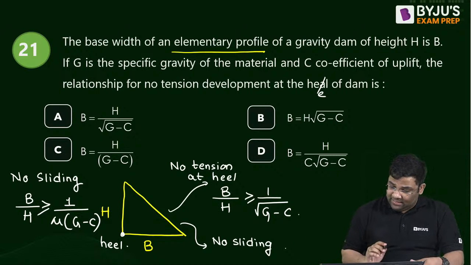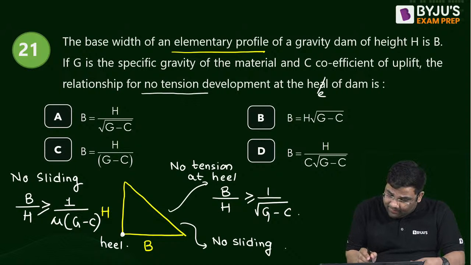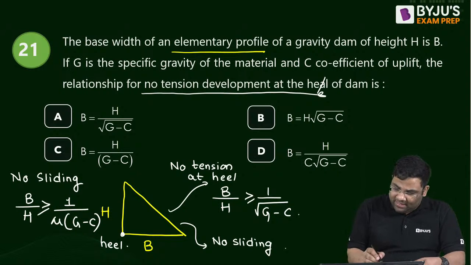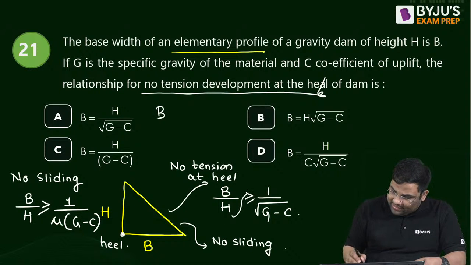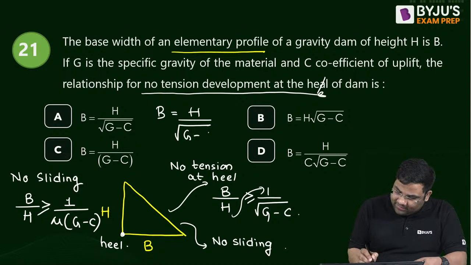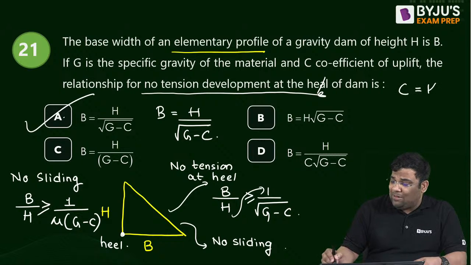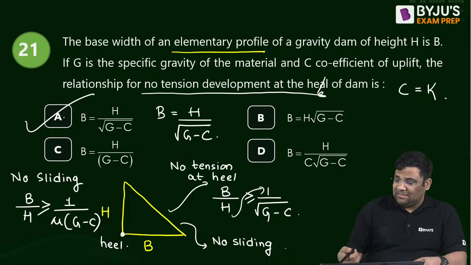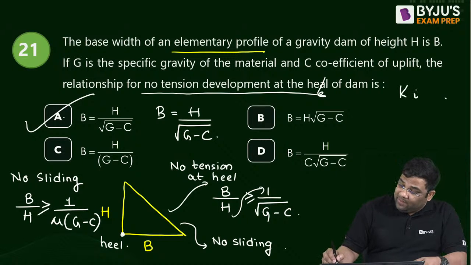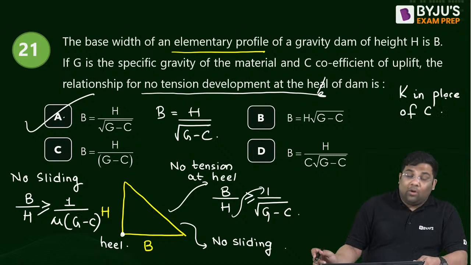Now here they have asked about no tension development at the heel. So from here I can say B will be, taking H to this side, H by root under (G minus C). So this is the right answer. Sometimes in place of C they write K also. It's the same thing, so don't get confused.